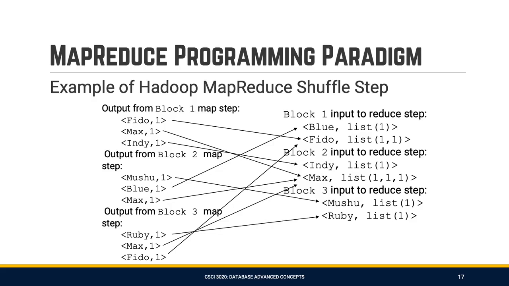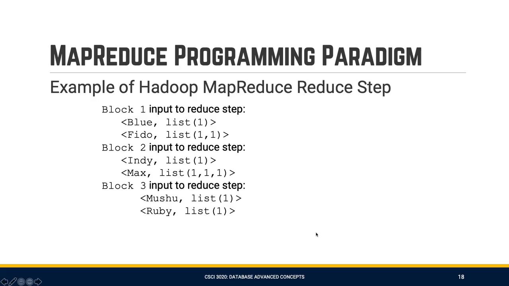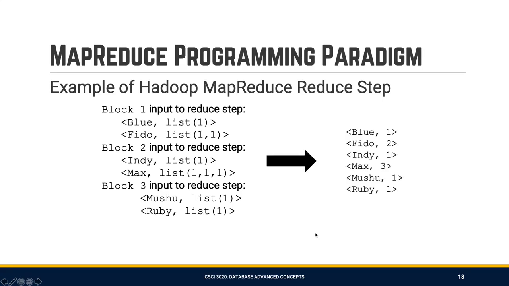Now we're ready to perform the reduce step, and the reduce step is taking what we have just shuffled and mapping that to some output. So here's the output. We have a total of 1 for Blue, 2 for Fido, 1 for Indy, 3 for Max, and so forth. This is the actual output of our MapReduce process.